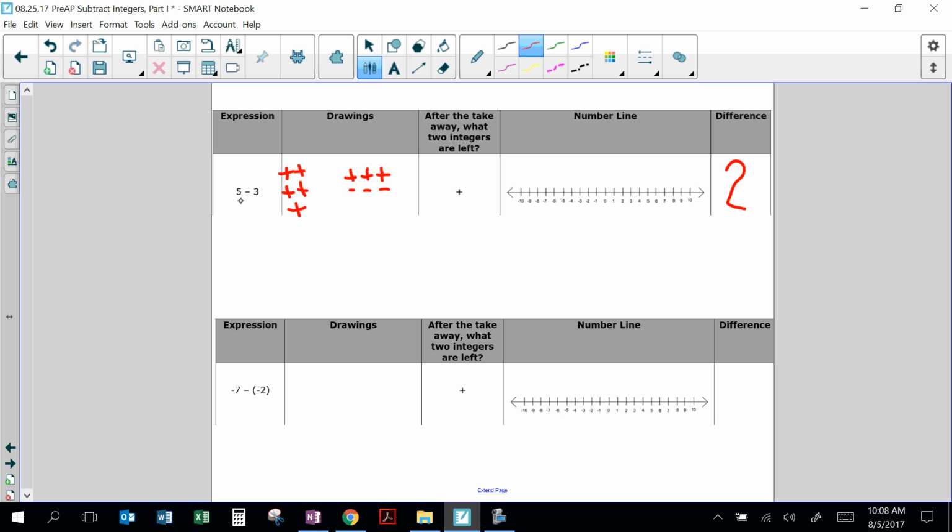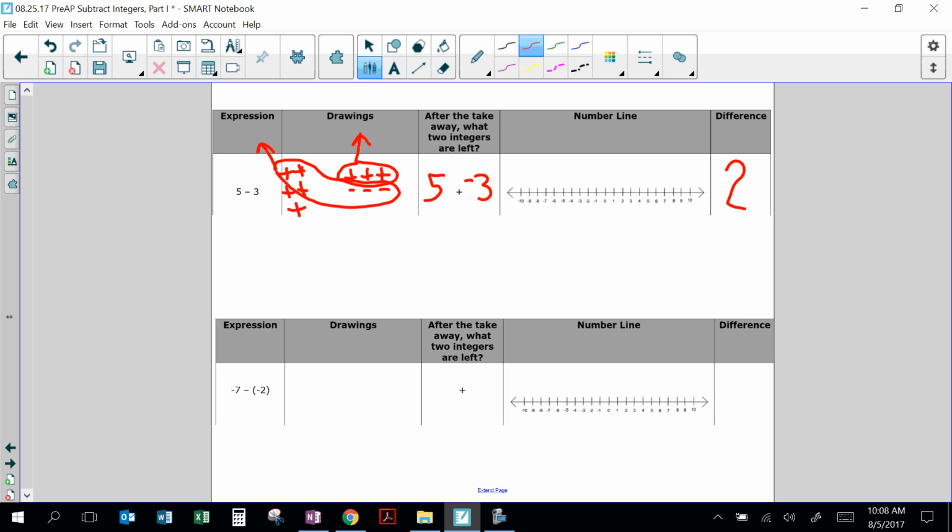Now can I take away 3 positives from this? I can. And after the takeaway, what 2 integers are left? I start with a 5, and the second number I'm left with is -3. What happens when you have a positive and negative, positive, negative, positive, negative? These make zero pairs, and we're left with 2.